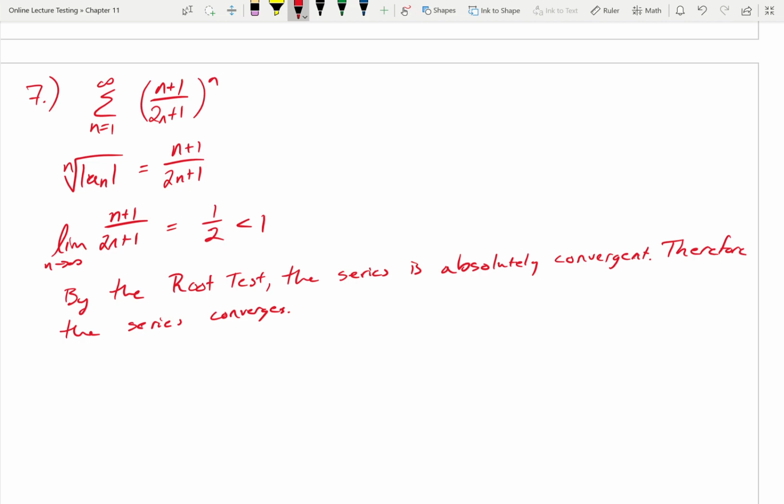You ask yourself those 4 questions. Step 1: is the nth term going to 0, meaning does the limit of the terms go to 0? If the answer is yes, you move on. If it doesn't, you're done with it. You know it diverges by the test for divergence. Step 2, is it a known series?